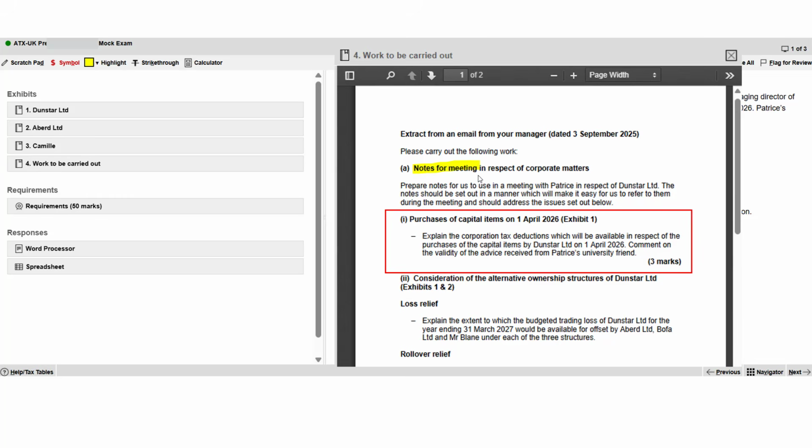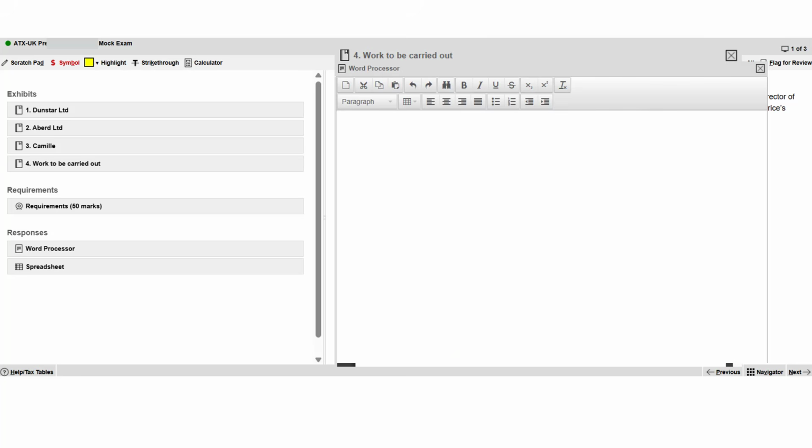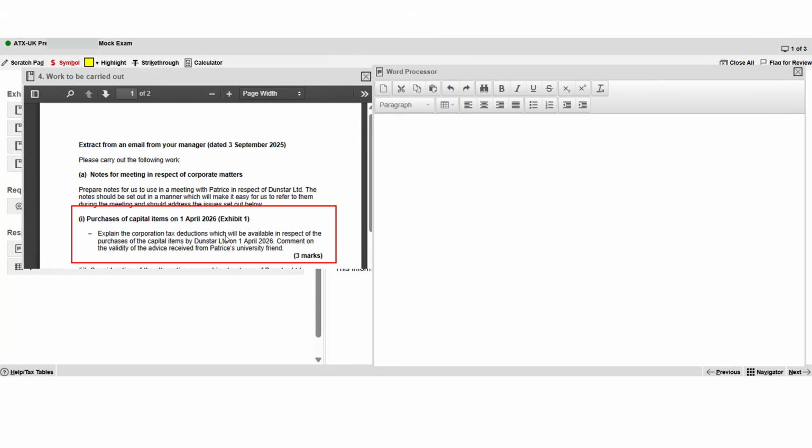I would always start my answer in the word processor. If I use numbers, then cross-reference to the spreadsheet, but usually most of the answer is going to be in the word processor. And remember that you can move the windows around as well. Let's just pop the requirements up on the left-hand side here.